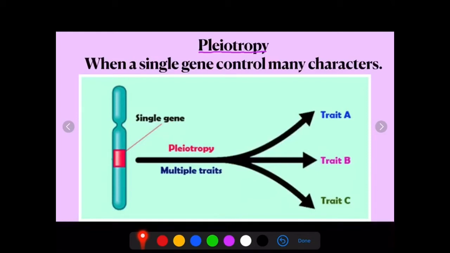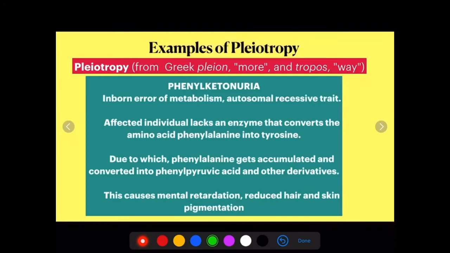But this is again different from Mendelism. One gene is causing trait A, trait B, and trait C. This phenomenon is called pleiotropy. Let us take the examples. The word pleiotropy is derived from Greek words: pleion, which means more or many, and tropos, which means ways. An example is a disease, commonly called PKU.